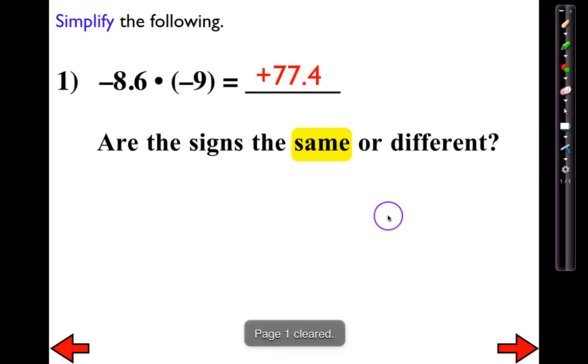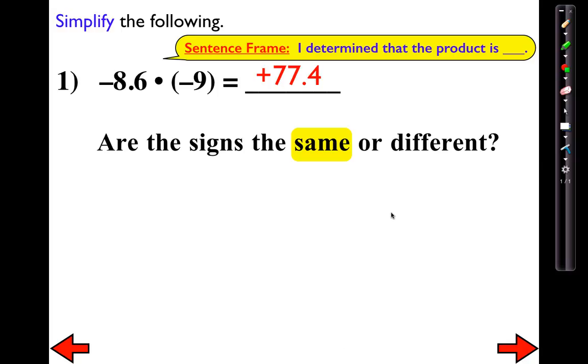Okay, moving on to our next example. Oh wait, before that I want to answer my question in a complete sentence. I'm going to say, I determined that the product is positive 77 and 4/10. Do you have to say positive? No, because the second you say the number, we know it's positive unless you specify that it's negative.